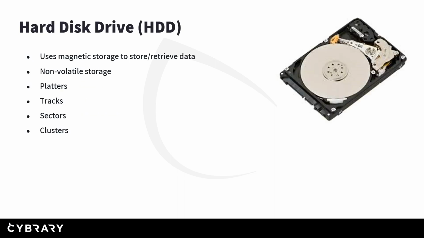So hard disk drive, or HDD, uses magnetic storage to store and retrieve data. It's also non-volatile storage because of the magnetic aspect of it. So some components of it are platters, tracks, sectors, and clusters. So we'll talk about those a little bit.